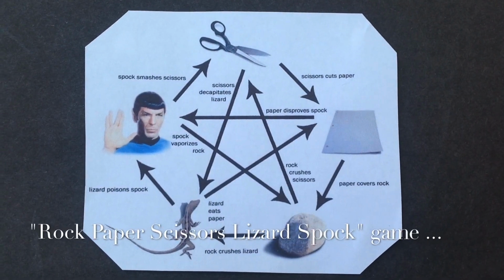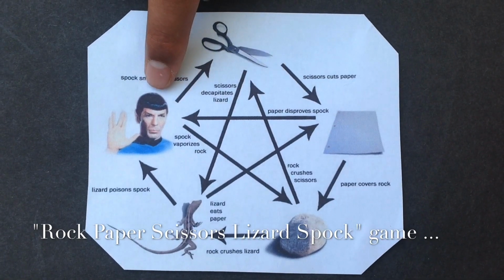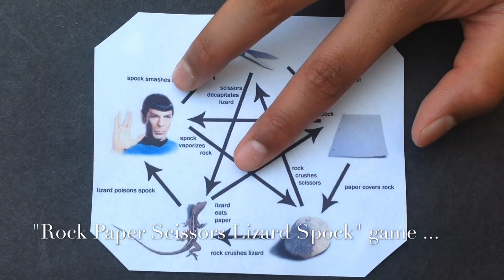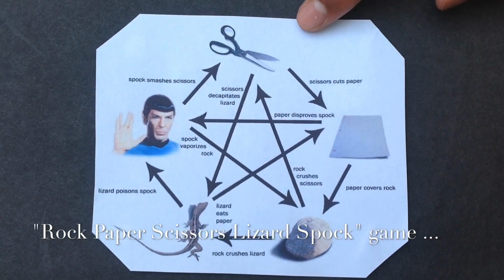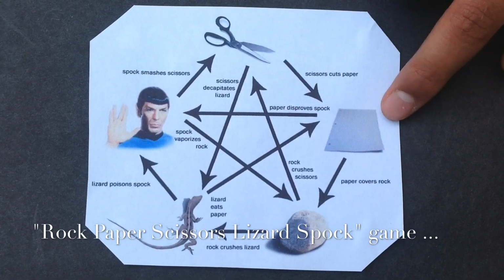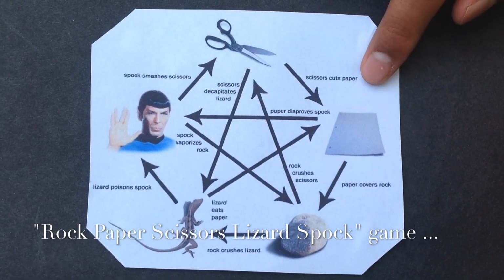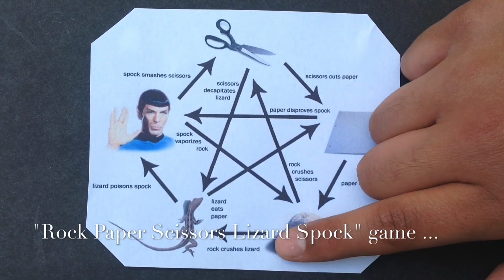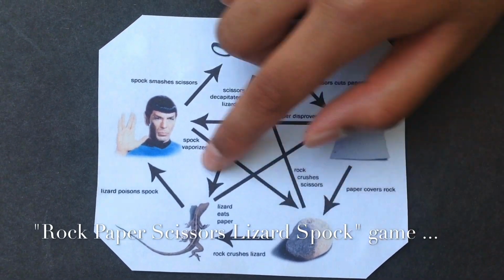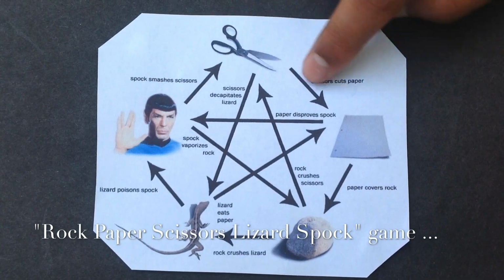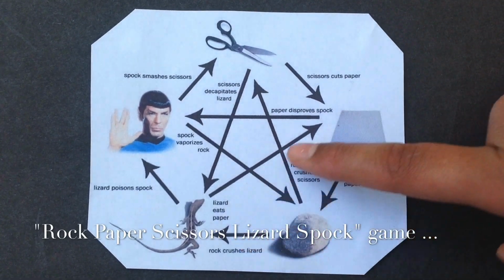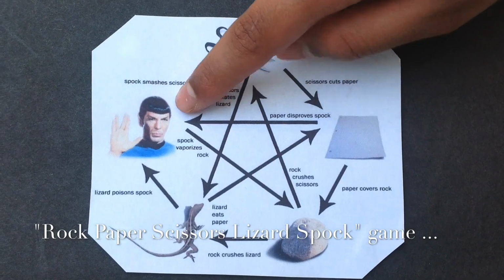Now I'm going to explain how the game works. So basically this is a fictional character called Spock, and this is a poisonous lizard. Those are the 2 things that are added to rock, paper and scissors. So now I'm going to explain which one defeats the other. For example, scissors cuts paper, paper covers rock, rock crushes lizard, lizard poisons Spock, Spock smashes scissors. And then these are the deeper ones that make a star shape. So let's start here. Rock crushes scissors, then scissors decapitates lizard, lizard eats paper, paper destroys Spock, and finally Spock vaporizes rock.